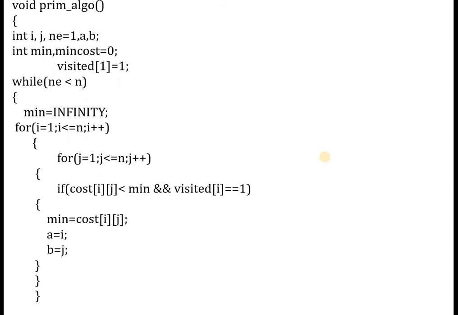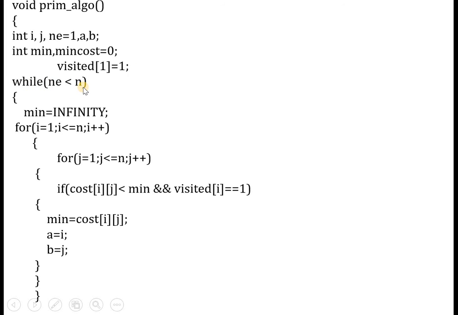Now the next is the implementation of Prim's algorithm. So this is the function of Prim's algorithm where min is the selection of the minimum edge. Minimum cost is the final cost of the spanning tree. The number of edges is initially marked as 1. So this is the main loop. Mark the starting vertex as 1. So you have to start from vertex 1. So mark visited of 1 as 1. This indicates that you are starting from vertex 1.